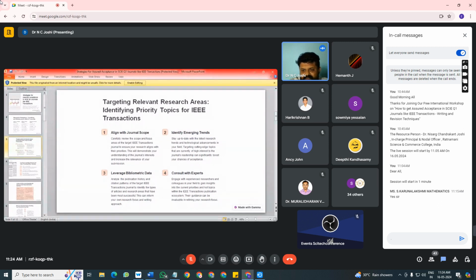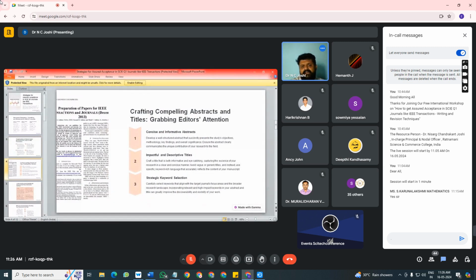Consult with experts. Engage with experienced researchers and colleagues in your field to gain insights into current priorities and hot topics within the IEEE transaction publication ecosystem. Their guidance can be invaluable in refining your research focus. For example, if we are not getting any idea, we consult our parents. Same thing in research work: if we are not highly professional doctorate persons like Abdul Kalam sir and Homi Bhabha sir, we have to consult our experts, colleagues, HODs and senior persons regarding our research publication.